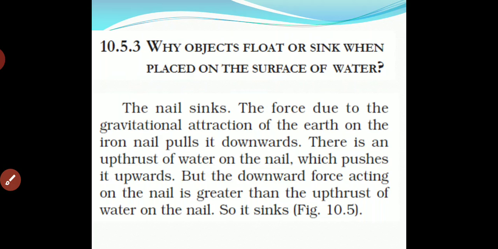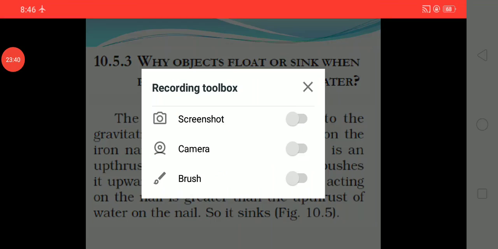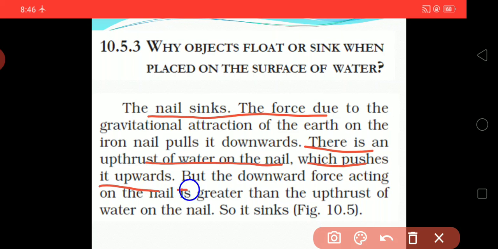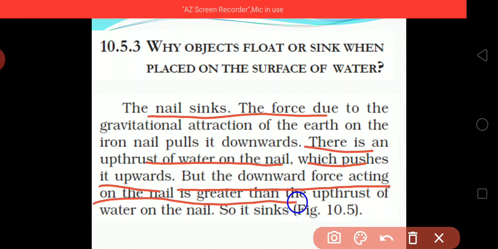Why does an object float or sink when placed on the surface of water? A nail sinks, which we know. The force due to the gravitational attraction of the earth on the iron nail pulls it downward, and due to this it will sink. There is an upthrust of the water on the nail which pushes it upward, but the downward force acting on the nail is greater than the upthrust of the water on the nail, so it will sink.